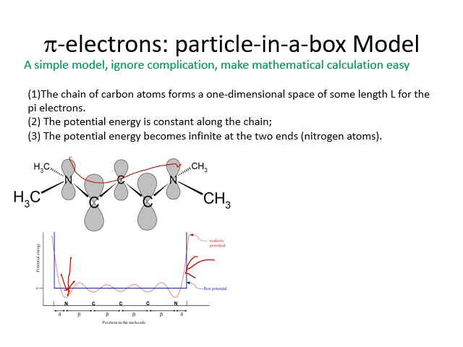In reality, the potential energy is not constant but oscillates, like this red color. This is because of the positive charge at the locations of the atoms.